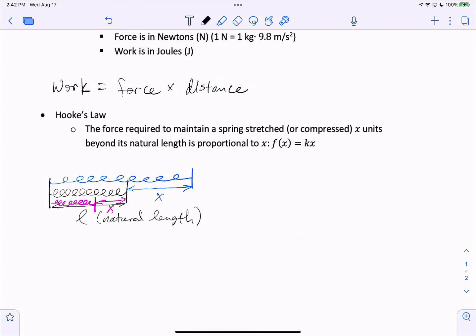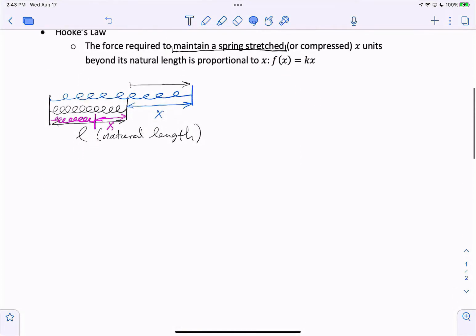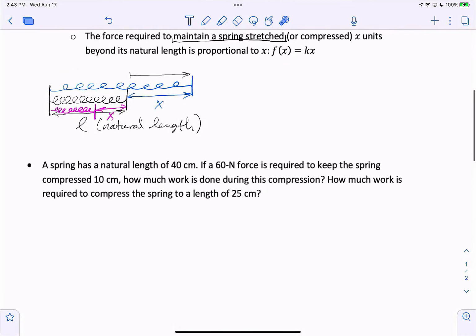Notice that this is talking about the force required to maintain a spring stretched. This is just you standing here holding on to the spring. But work was done in stretching the spring. That would be the distance in the distance portion of work equals force times distance. And then the force is kx. I feel like I'm already giving away all the secrets. I'll have to be okay with that.